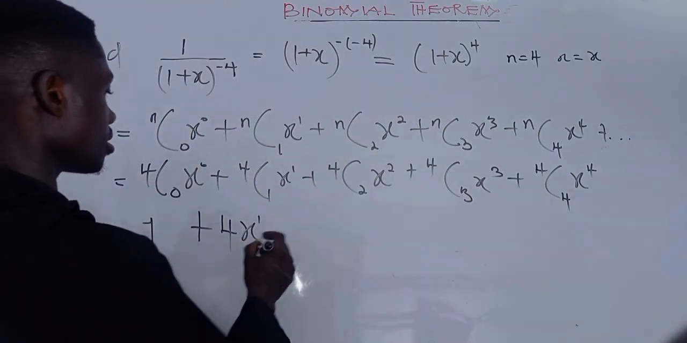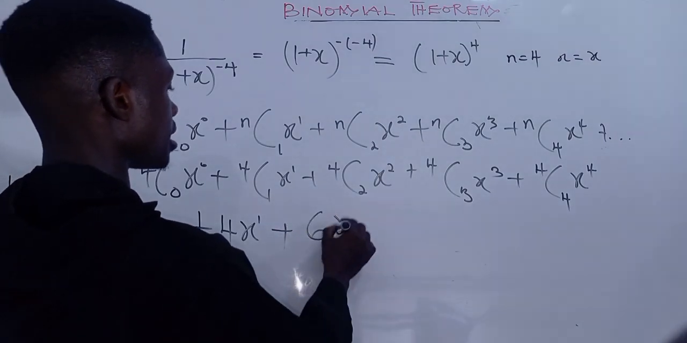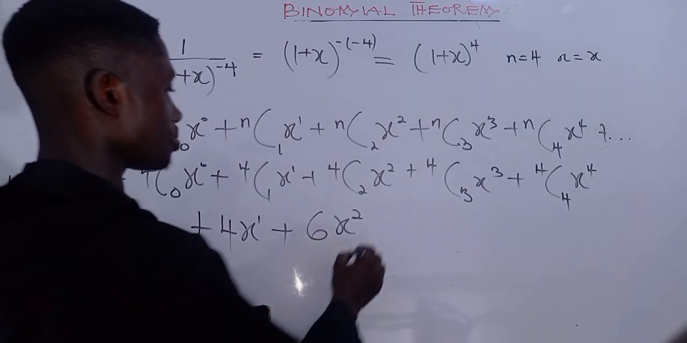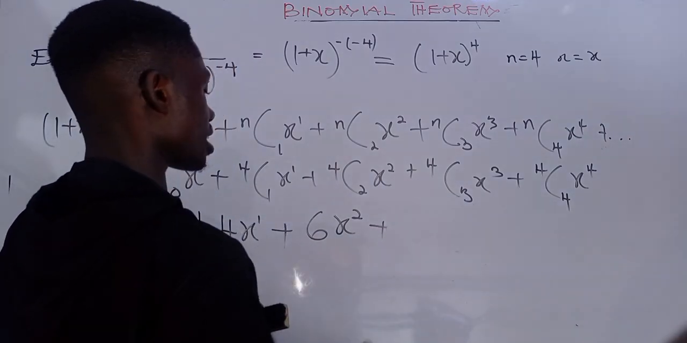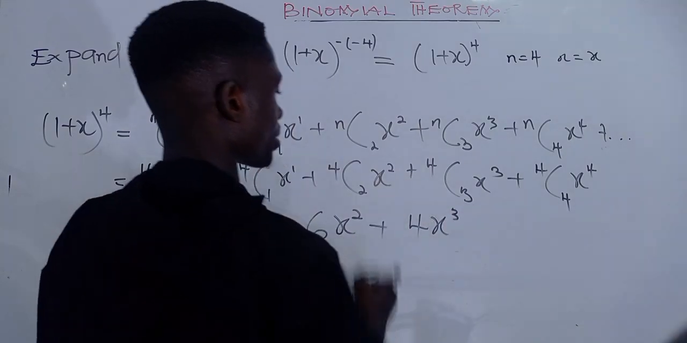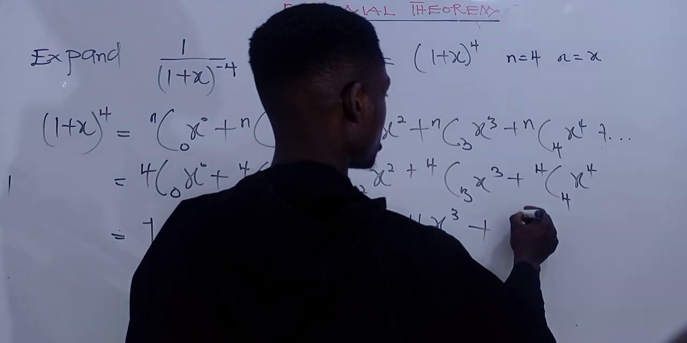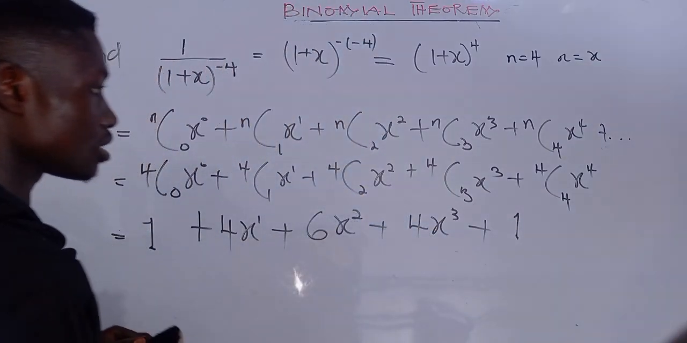For combination 2 gives you what? 6, and then we have x raised to the power 2. We have 4 combination 3 will give you 4, and then we have x raised to the power 3. And then we have 4 combination 4 will give you 1. Should we work it manually? Let's do that and see.